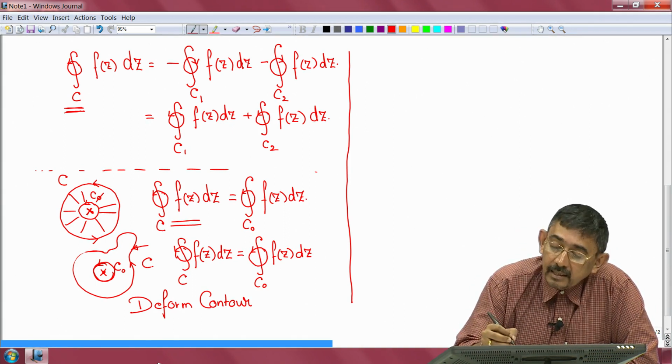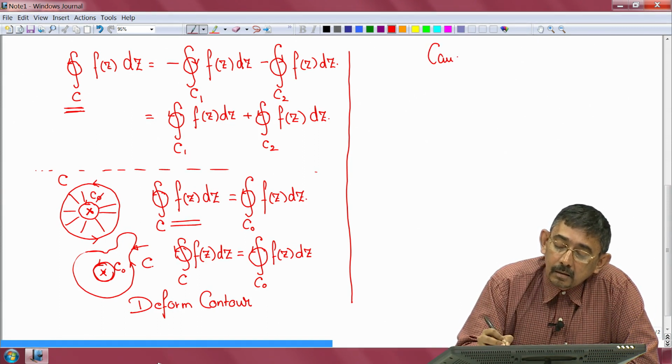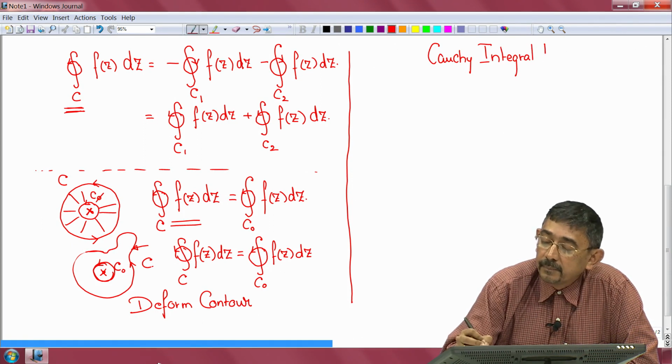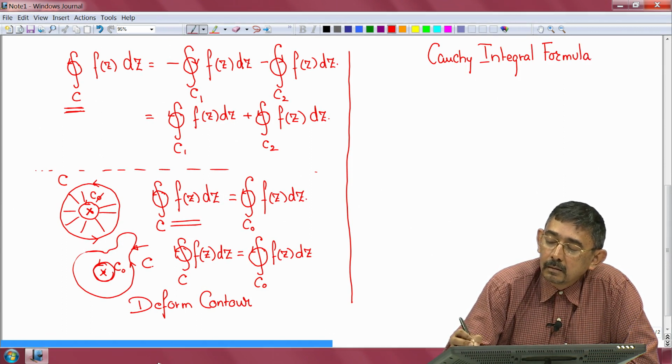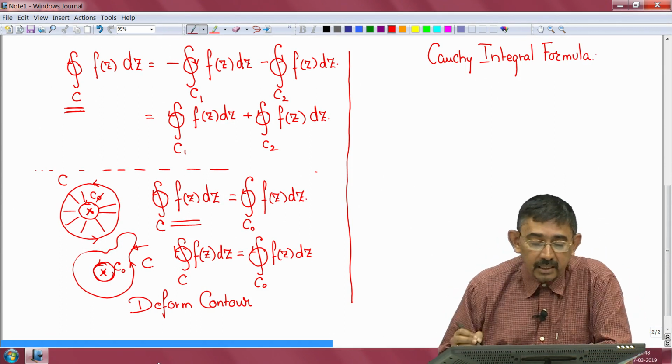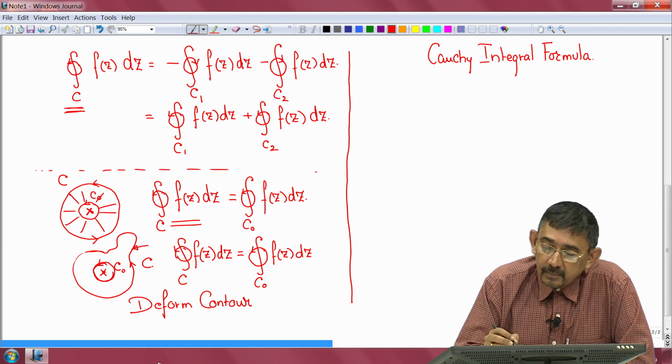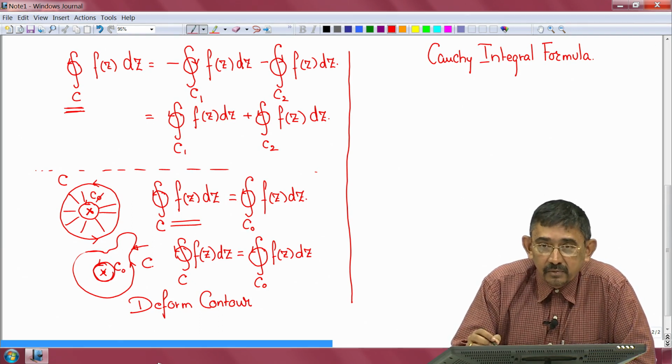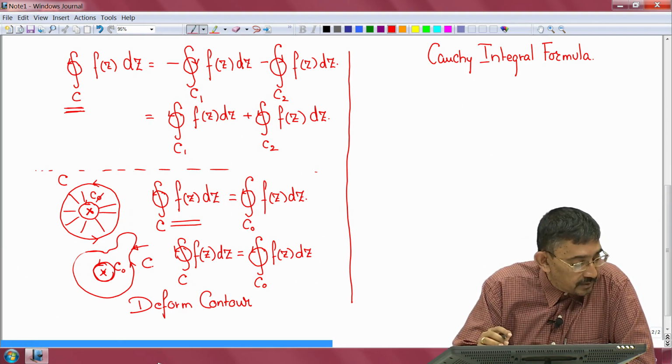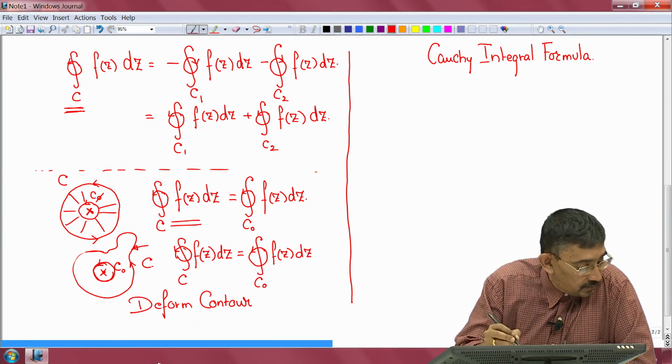Okay. The next theorem is called the Cauchy Integral Formula. Okay. In the spirit and with the pace I am going, I will give a very sketchy proof of this. The rigorous proof is there in the book by Churchill and Brown. Okay. So, I will refer to that book.